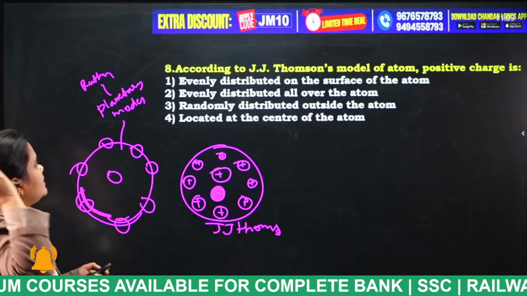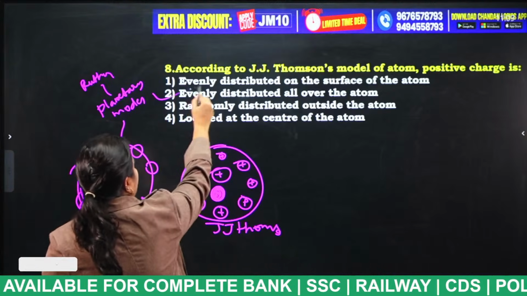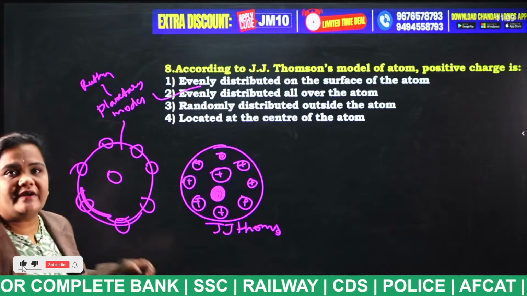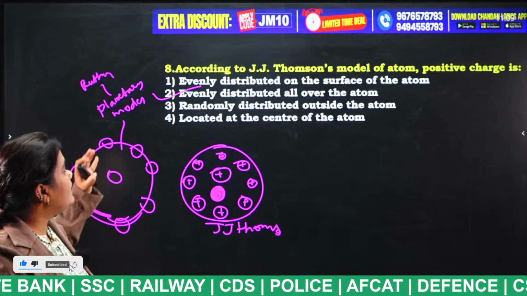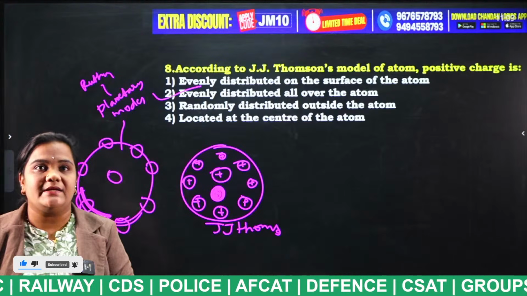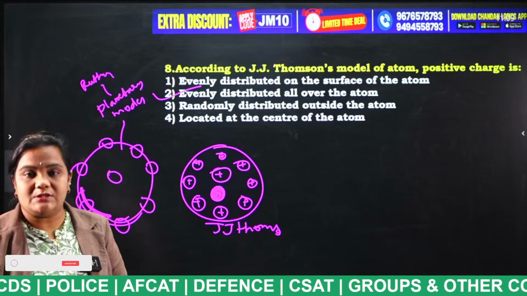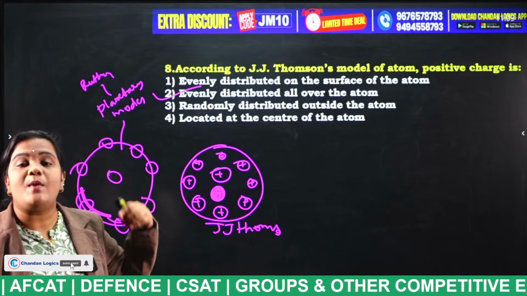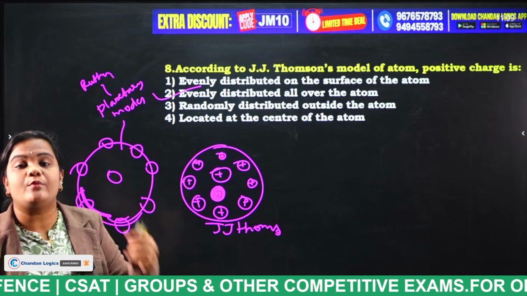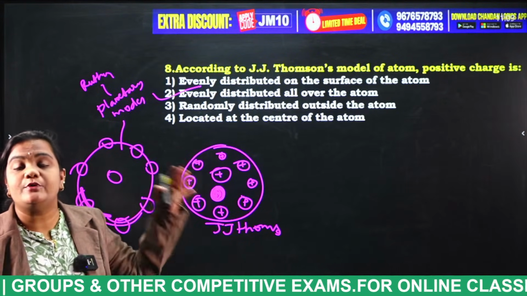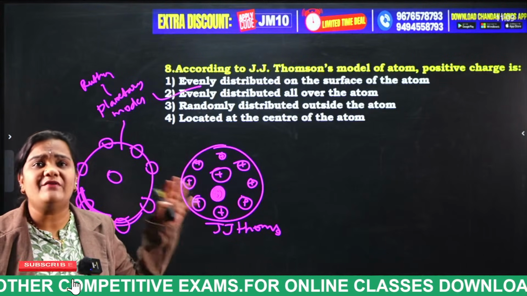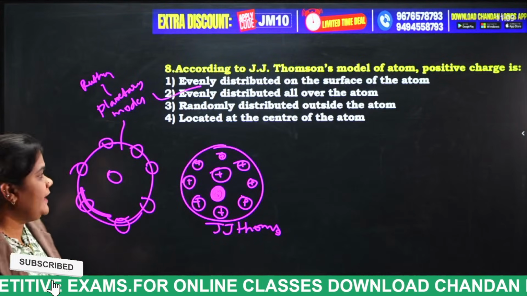Next. So what might be the answer? Option 2, evenly distributed all over the atom. So option 2 is the correct answer. In the J.J. Thomson model, in an atom, the positively charged particles like protons are evenly distributed throughout the atom. Very important concept. Okay, next.